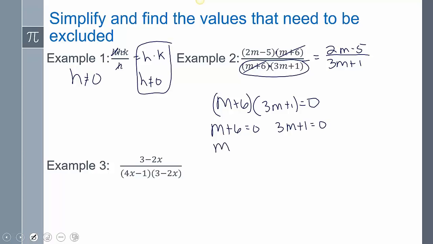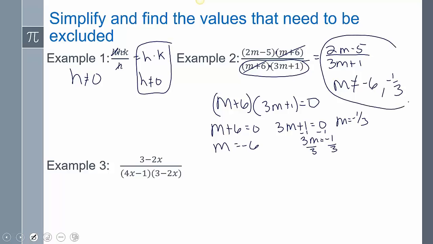Minus 6 on both sides. And on this one, minus 1, divide by 3. And so you get m equals negative 1/3. And so m cannot equal negative 6 and negative 1/3. So those are my excluded values. Let's look at example number 3.